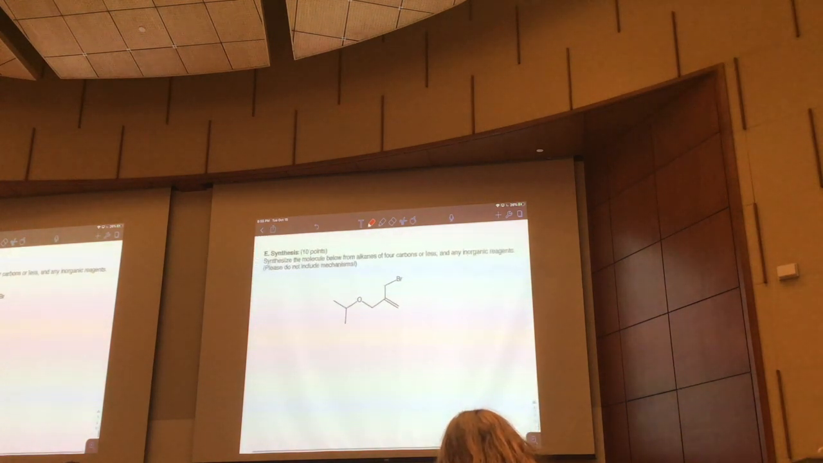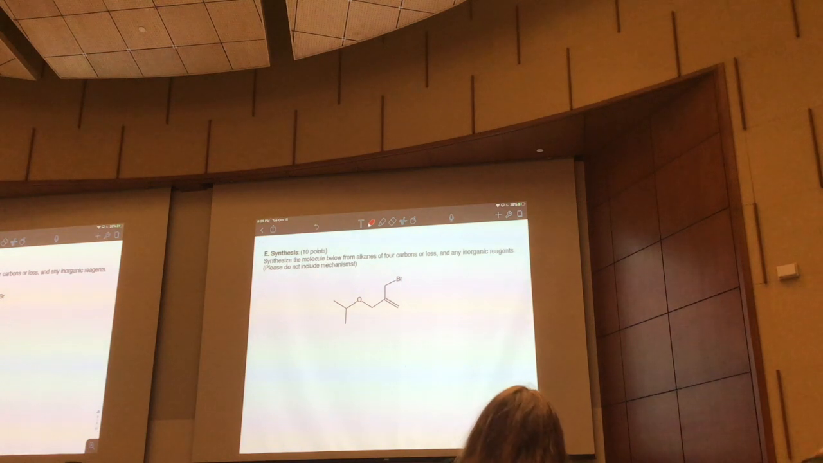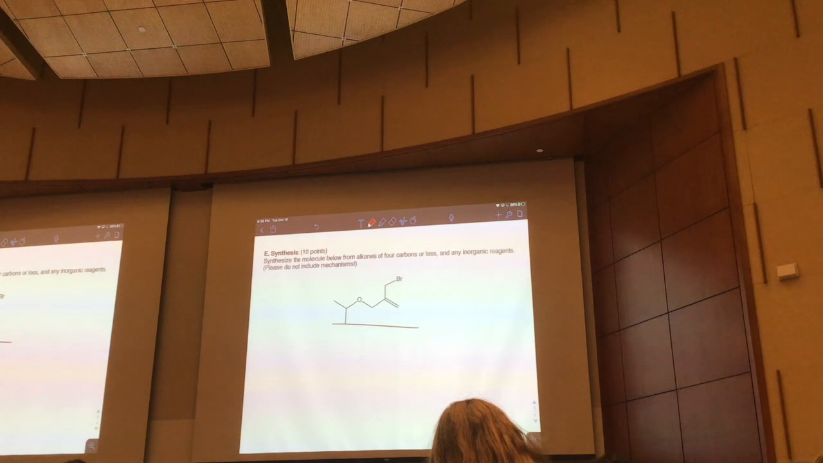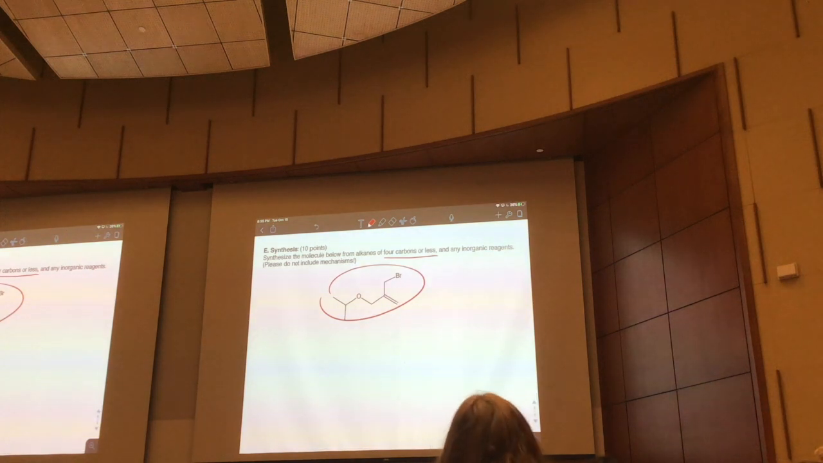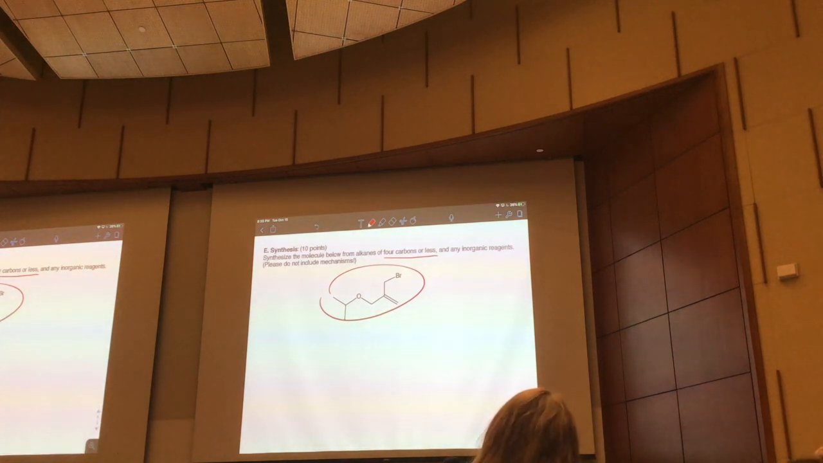Let's go ahead and jump right into this. This is retrosynthesis. So what you get is the final product. You are given the final product. You need to work backwards to get down to tiny pieces. So what you're allowed, let's read the directions. Synthesize the molecule below from alkanes of 4 carbons or less. So we need to break this guy down into alkanes of 4 carbons or less. Are we allowed alcohols? Are we allowed alkenes? None of the above. We need to go all the way back to just pure alkanes.